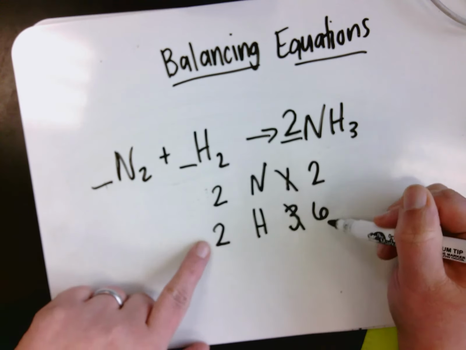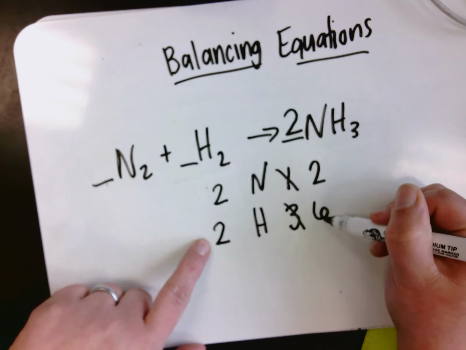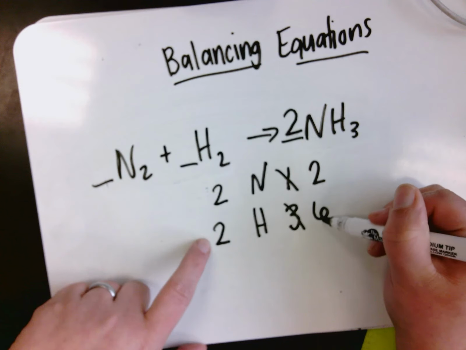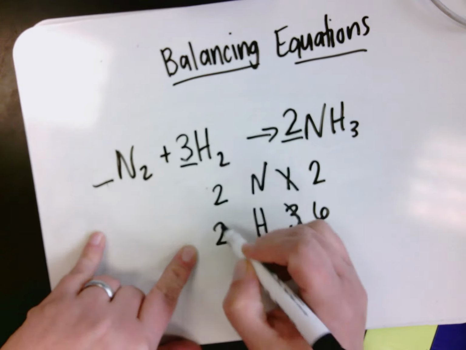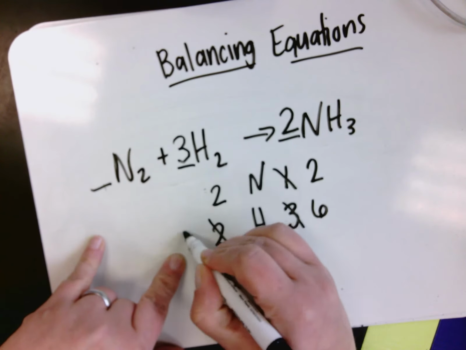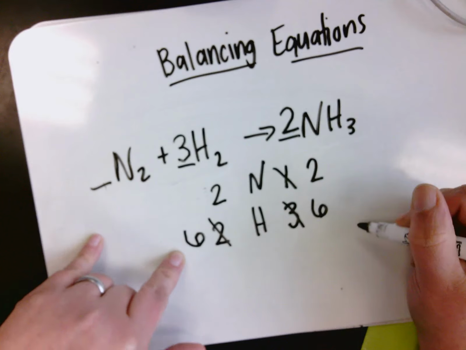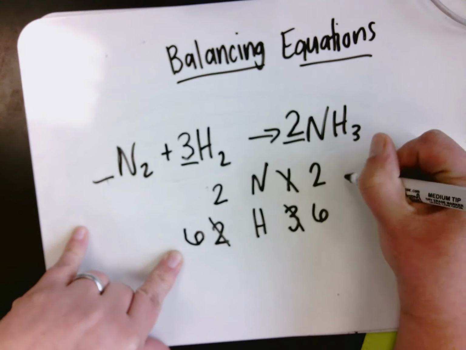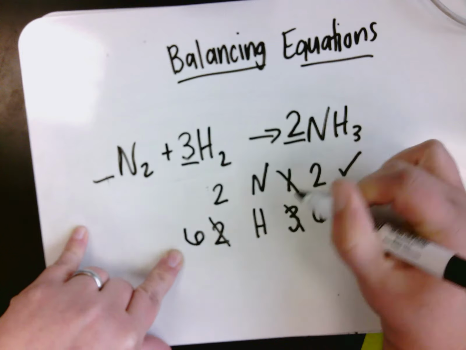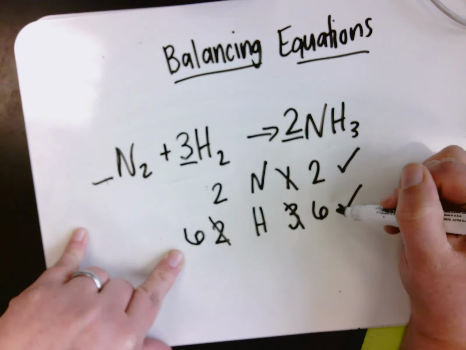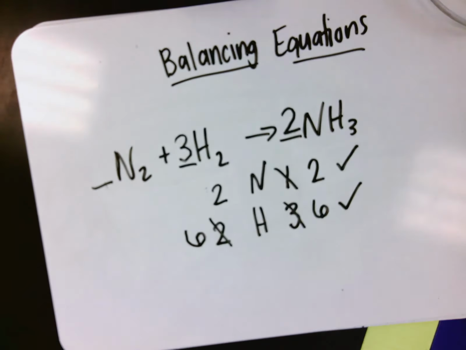So now we need to balance our hydrogens. I need to find a coefficient that I can multiply by 2 to equal 6. That would be 3. So I put a 3 in front of my hydrogen, and now that gives me 6 atoms of hydrogen. So law of conservation, check, check. We have 2 nitrogens on both sides. We have 6 hydrogens on both sides. We did not create or destroy any matter. Okay, so this is a pretty simple example of balancing a chemical equation.